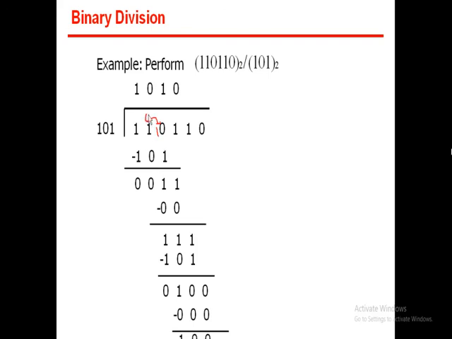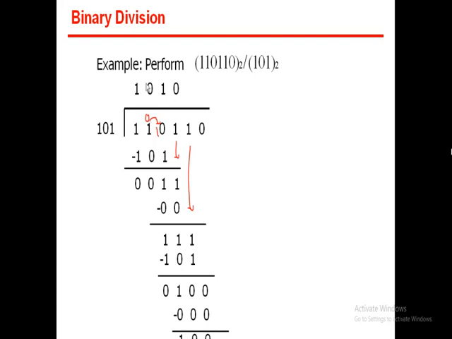So here 1. Then we move this 1 to here. 1, 1 means 3. 3 is less than 5. So it's not divisible. So we put 0 here. Then again we move this 1 to here. If we put 0, 0 multiplied with anyone is 0, then we will get 1, 1.